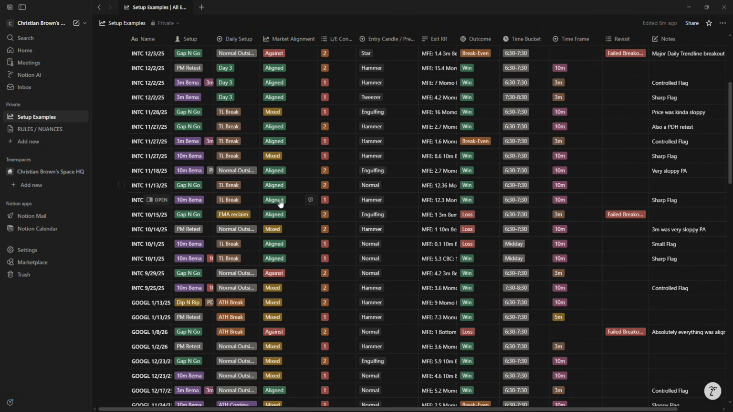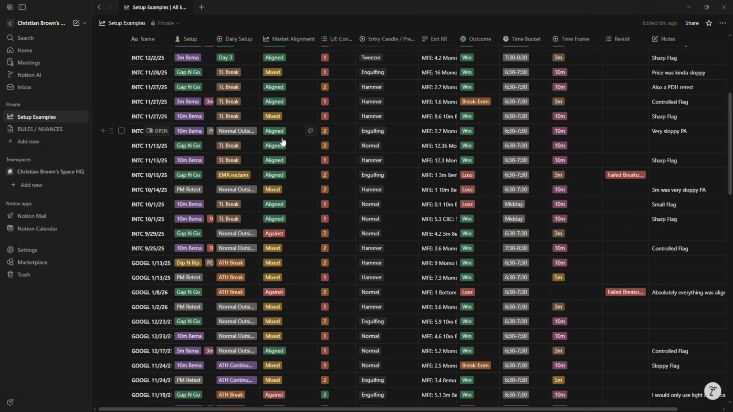Market alignment, if the market is aligned at the time of entry, then I put aligned. If it's just choppy, then I put mixed. If it's against it, then I'll put against. But market alignment has to be at the time of entry, like what it looks like at the time of entry when you're gonna enter. Because hindsight's always 20/20, but you want to find how it looks in real time.